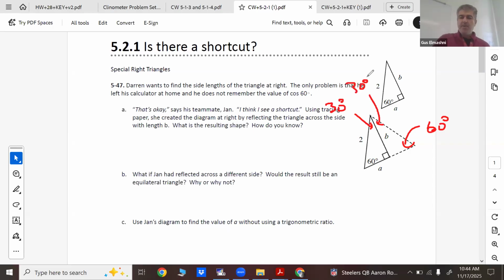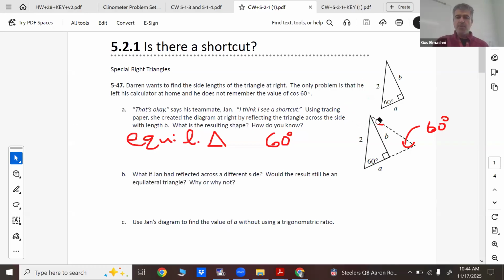So what kind of triangle do I make? I make an equilateral triangle. And how do you know? 60 degrees. All the angles, not sides, all the angles. So I could also just say this whole thing here is 60 degrees as well.